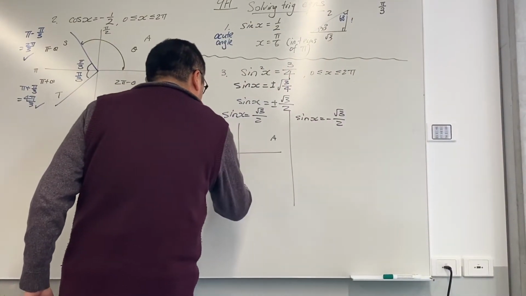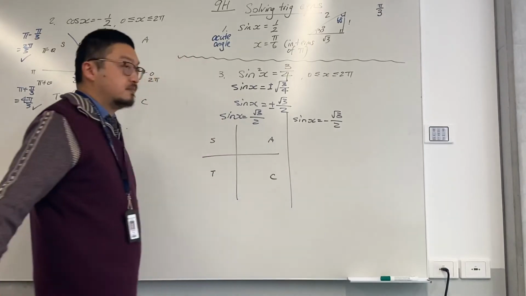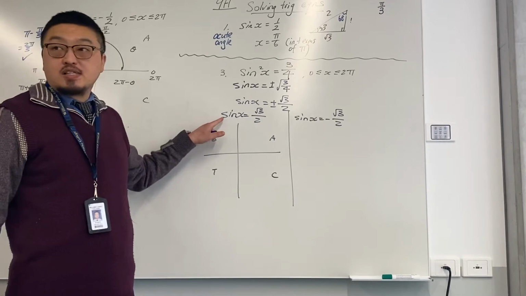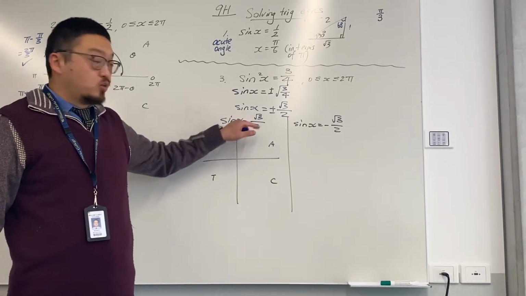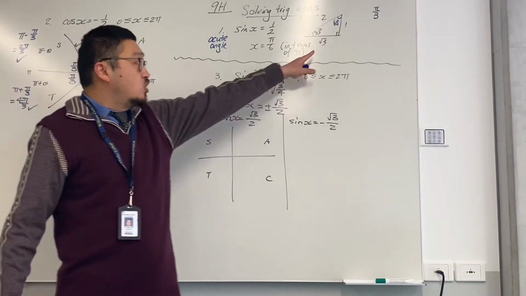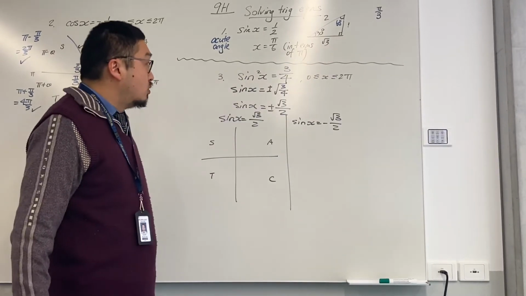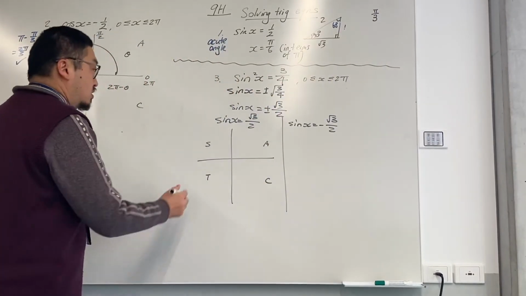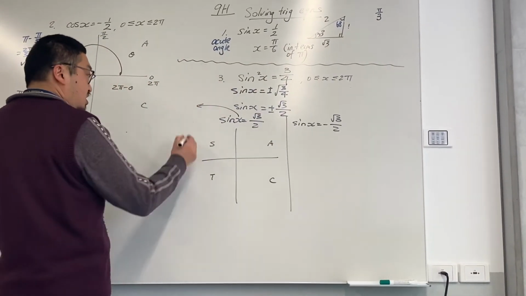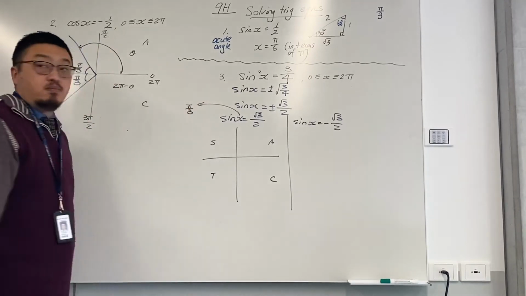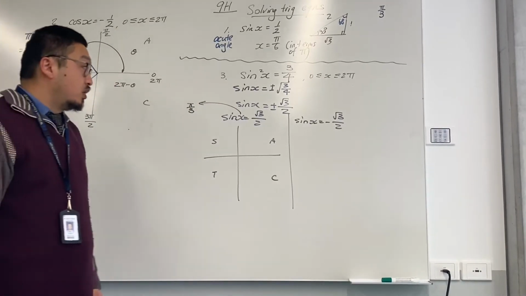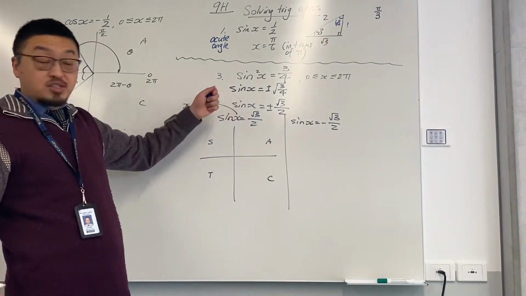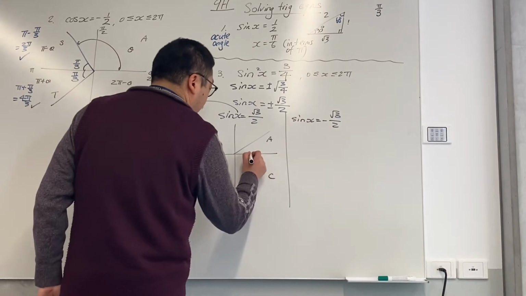So A, S, T, C again. Just wait for that. All right. So you can ask yourself, sine what is root 3 on 2? Go back to your special angle business again. Sine what? Sine 60 is opposite over hypotenuse. So from here, we have confirmed it is 60. 60 is pi on 3. Yeah? So we know that in the first and second quadrant, sine is positive. So pi on 3 here.